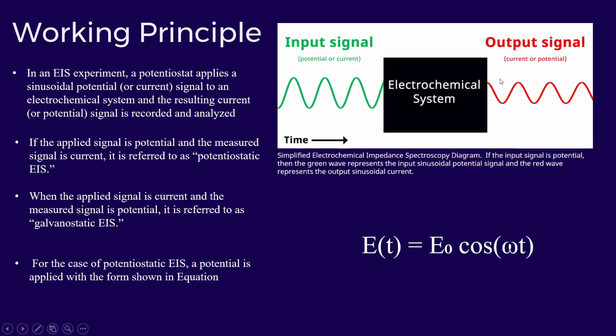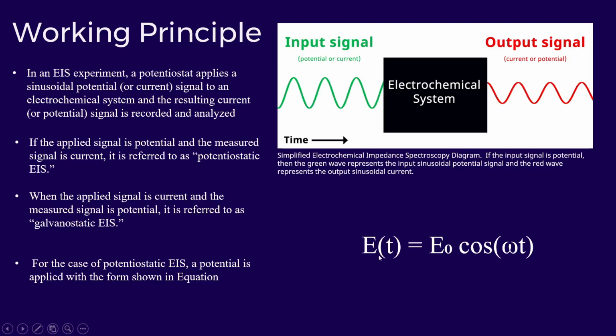The red one is the resulting response, which will later be recorded and analyzed for the impedance calculation. If the applied signal is potential and the measured signal is current, it is referred to as potentiostatic EIS. And when the applied signal is current and the measured signal is potential, it is referred to as galvanostatic EIS.